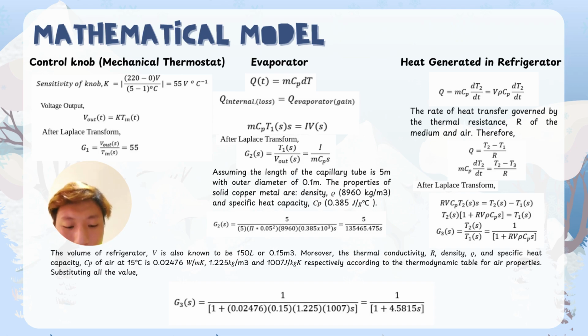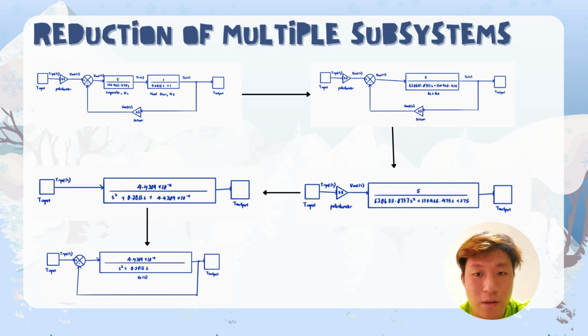By substituting all these values obtained from the thermodynamic table, we get our G3(s) equals 1 over 1 plus 4.5815s. Next, by having all of our G, we can move forward to our reduction of multiple subsystems. From our block diagram, we'll input all our equations as the blocks to show the multiple subsystems.